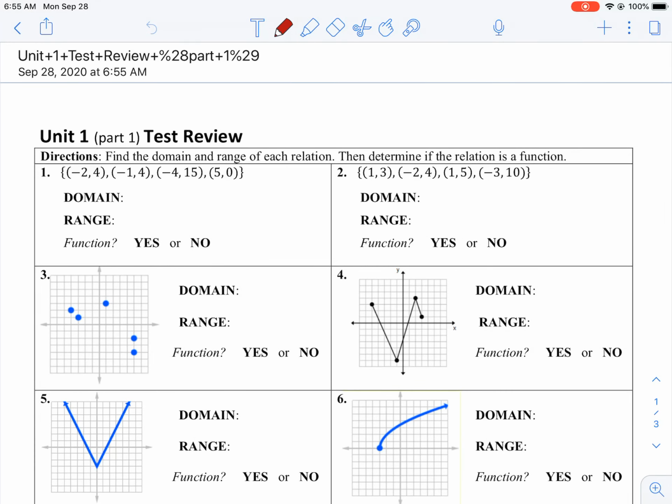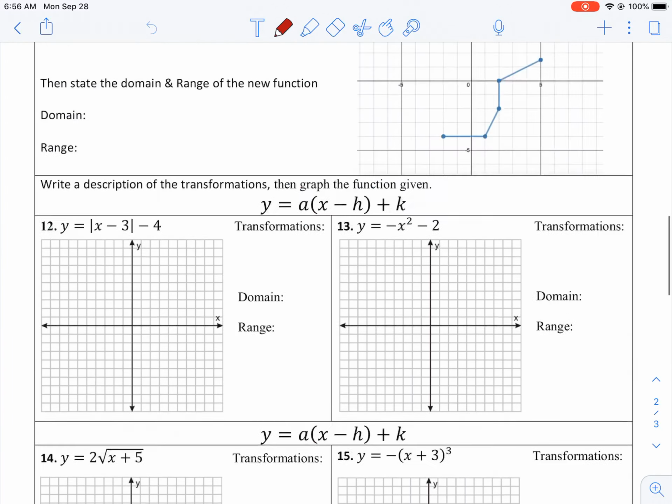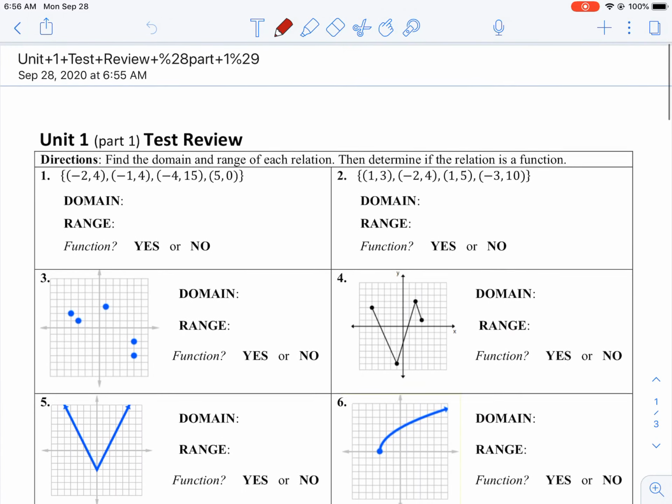Hey guys, this is going to be the video key for the Unit 1, Part 1 test review for you guys at home in case you were having questions, you wanted to watch this again. You don't have to watch this whole video, you can just fast forward and skip around to the questions you need, but I am going to go over every single question and how to do them.